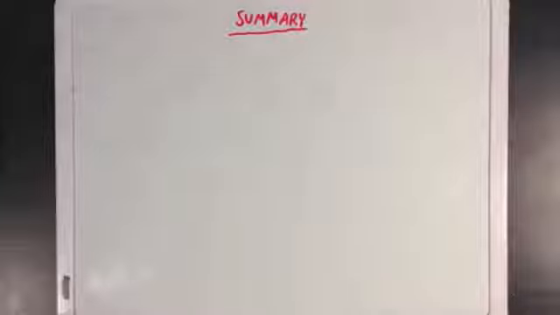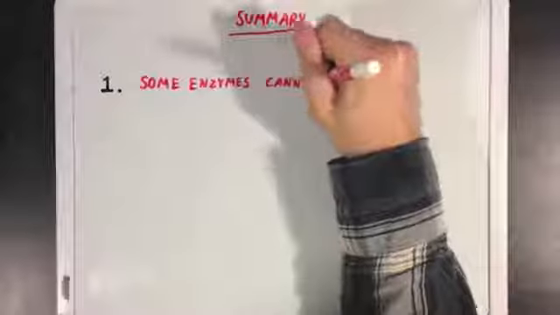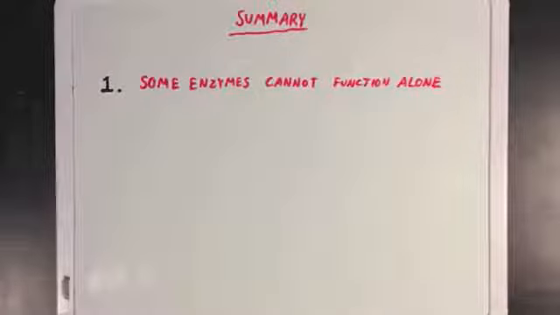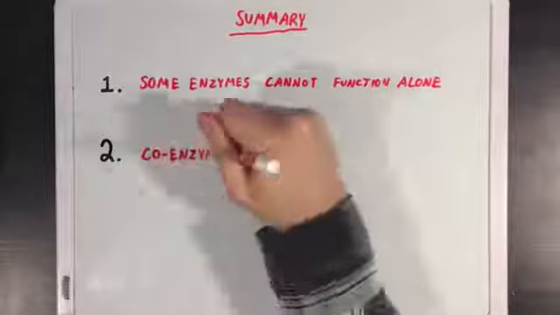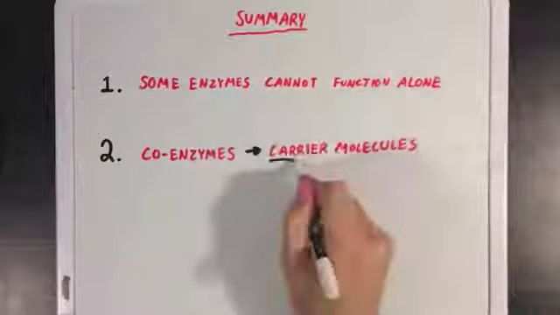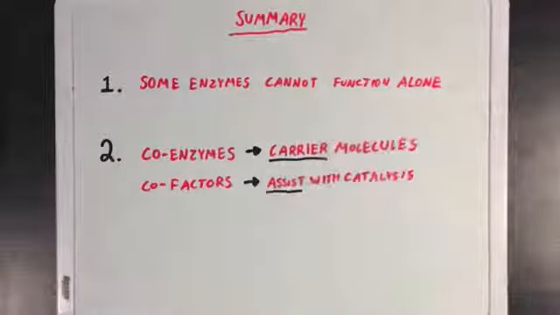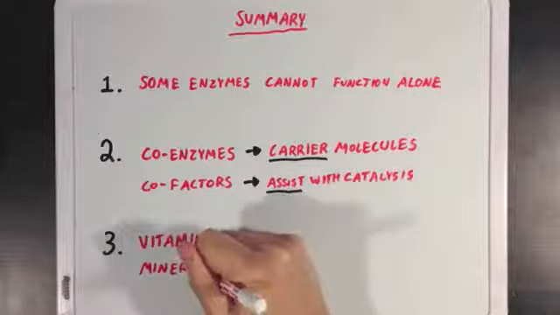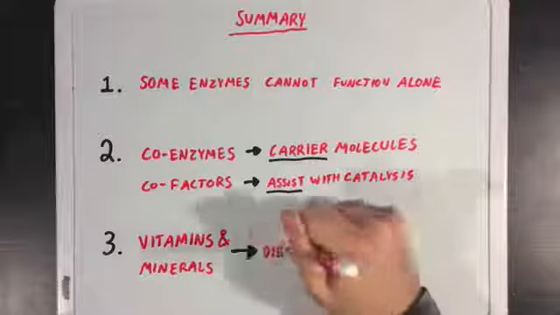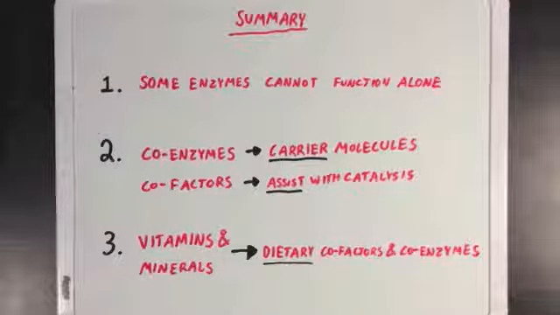So what did we learn? Well, first we learned that not all enzymes are able to function alone, and some need a little help. And next we learned that this help can come from coenzymes, which usually act as carrier molecules, or cofactors, which directly assist with the catalysis that the enzyme is doing. And finally, we learned that vitamins and minerals generally refer to dietary cofactors and coenzymes.